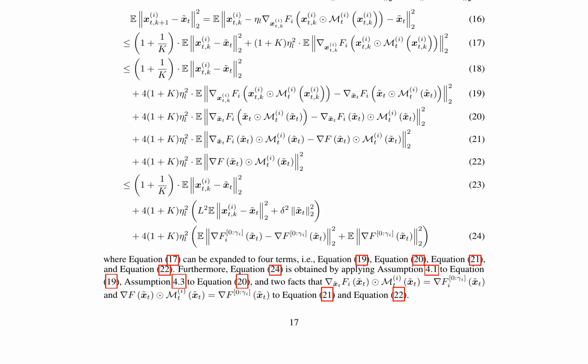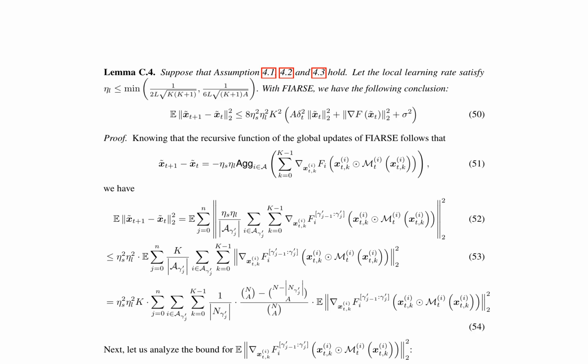The authors then analyze the convergence properties of the FIARSE algorithm by deriving a series of inequalities to bound the term $\mathbb{E}\|\tilde{x}_{t+1}-\tilde{x}_t\|^2$. They apply the Cauchy-Schwarz inequality to obtain equation 38 and equation 39, which are then used to derive equation 40. By applying the Cauchy-Schwarz inequality again, they obtain equation 44 and equation 45, which are then simplified to equation 46 and equation 47, using assumptions 4.3 and 4.1, respectively. Finally, they apply lemma C.2 to attain equation 49.